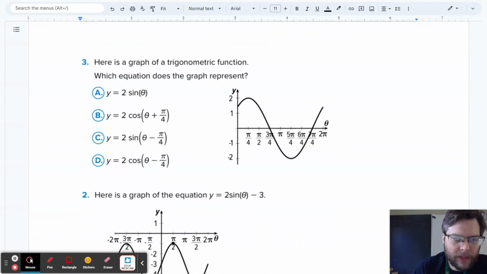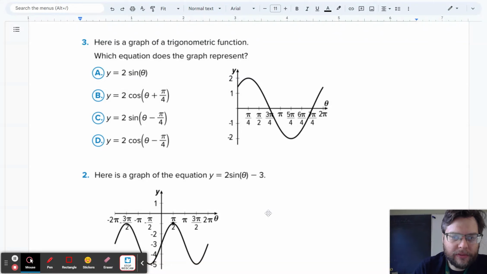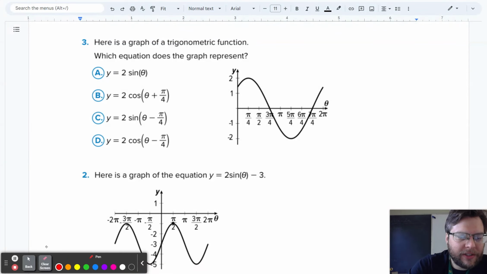All right, here's the graph of a trigonometric function. What equation does the graph represent? Tricky here because this one has a y-intercept that's not the midline, and it's not the peak either. But I do notice that the amplitude is 2, and I do notice that if I look at the point pi over 4, it's at its peak.